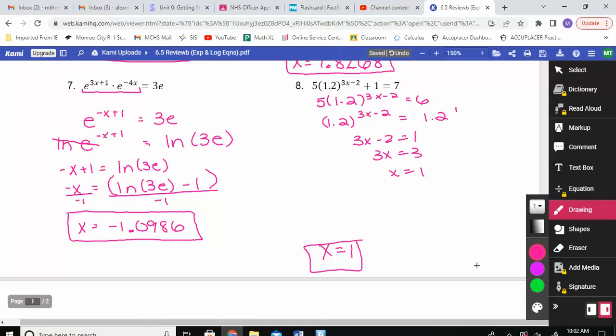Wait, say it again. We had a common base here. 6 is 1.2. And if they have the same base, you can just set the exponents equal. You don't have to add logs. But we can. We added the logs and we got the same answer. It works.